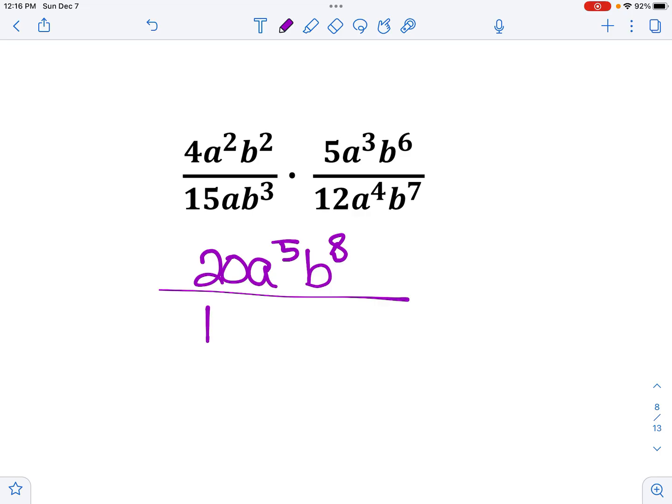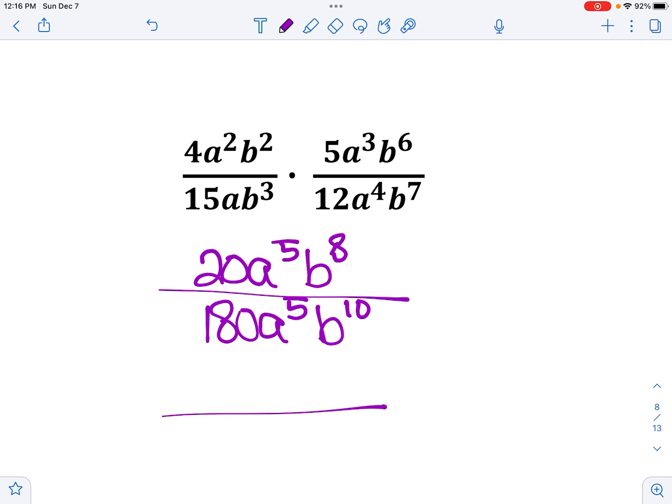So I have 180. And then a to the first, a to the fourth. Add those exponents together, you get a to the fifth. b to the third, b to the seventh would be b to the 10th. Okay.